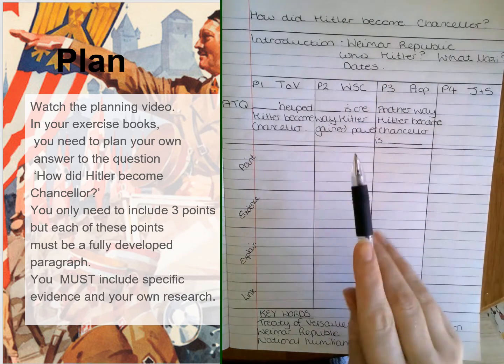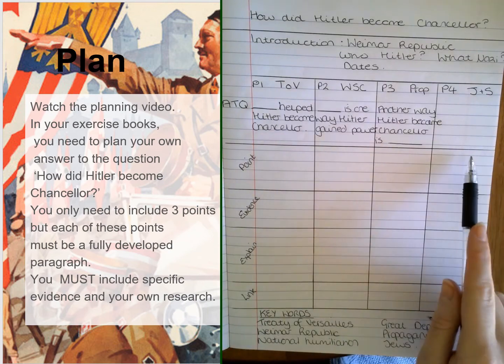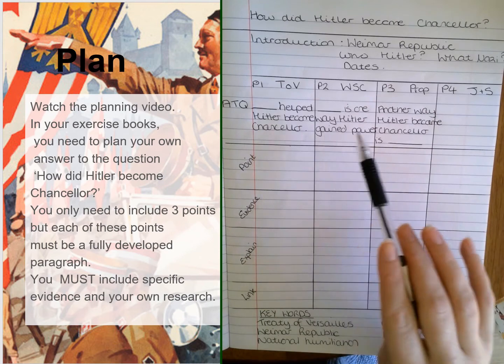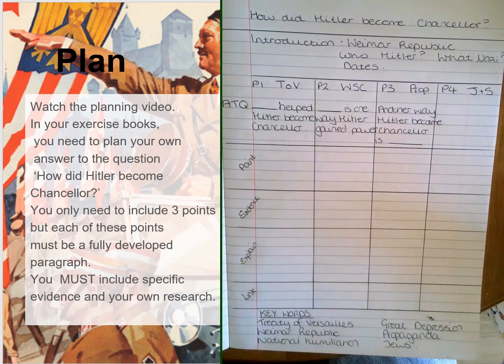So let's move on to the points that I've included. Now, I've put these points in chronological order: Treaty of Versailles, Wall Street crash, propaganda, Jews and socialism as scapegoats. You do not have to use them in chronological order. You could put your points in order of significance, most important to least important. For this particular question, that doesn't matter because the question isn't which was the most important reason. It is just how did he become Chancellor? So let's have a look.